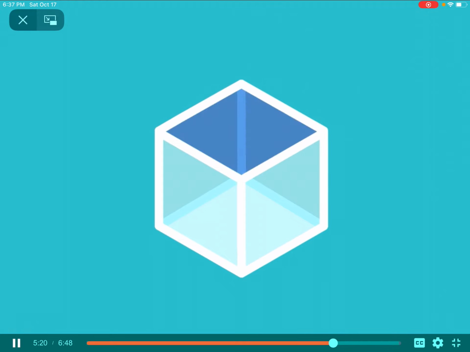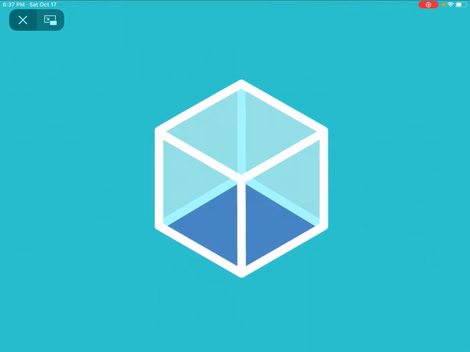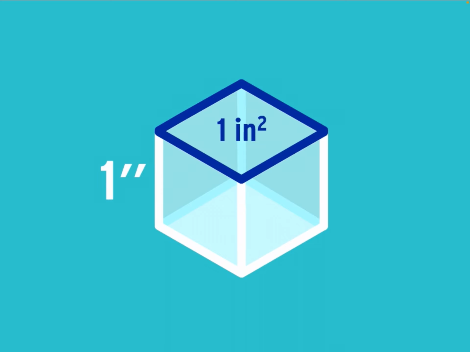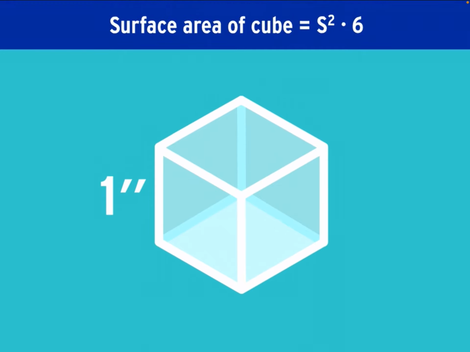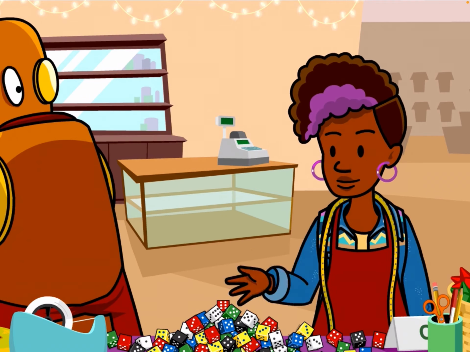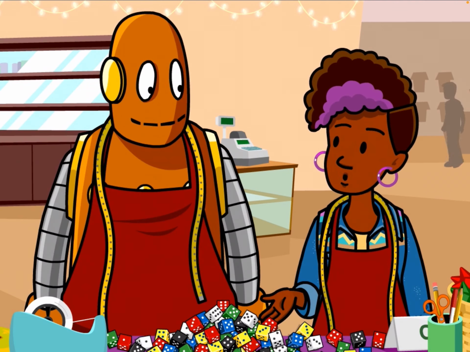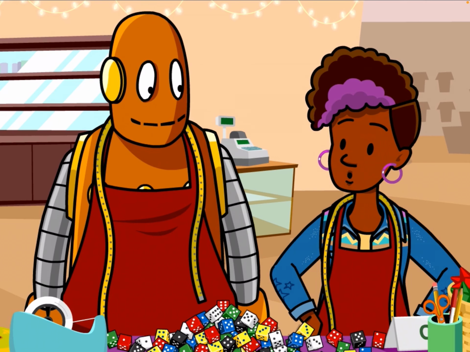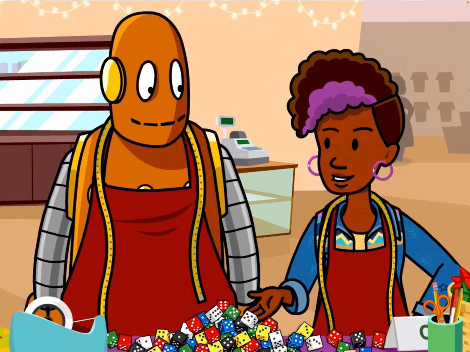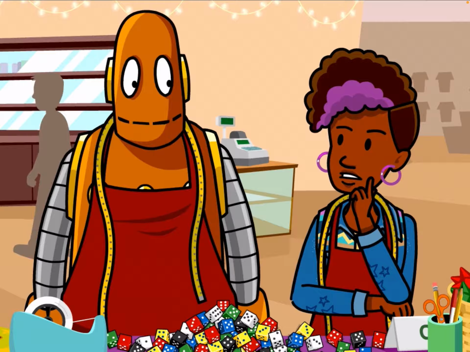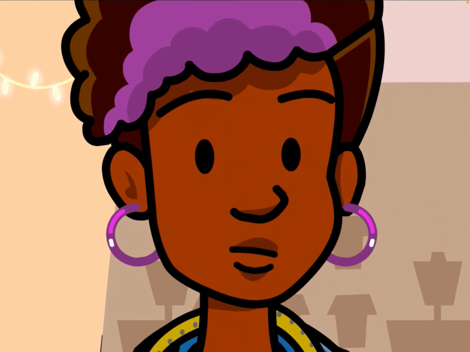Same length, so all 6 faces are identical too. The sides of this cube are all 1 inch, so each face is 1 square inch. And there are 6 faces for a total surface area of 6 square inches. Hold up now, there are like 100 dice here. 125. Wrapping each one individually would take a lot of effort and paper. 6 square inches times 125 is 750 square inches of paper.